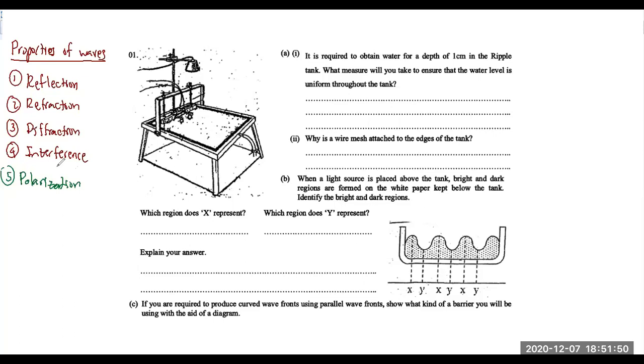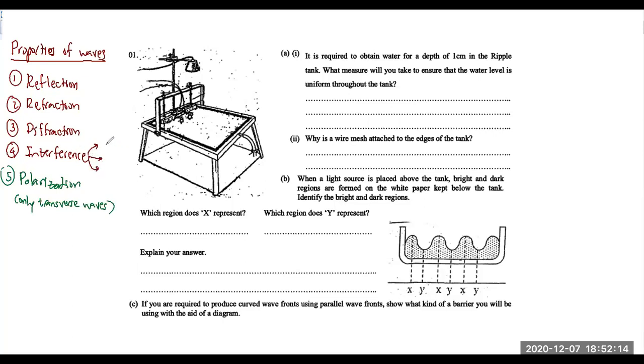The reason is only transverse waves can undergo polarization, right? The longitudinal waves cannot undergo polarization, only transverse waves. And when it comes to interference, under that there are three categories.